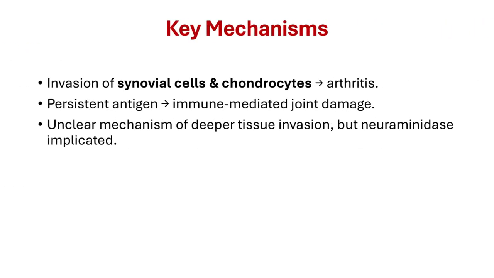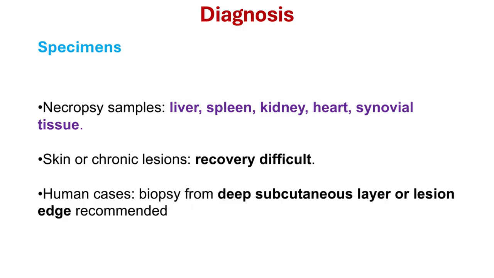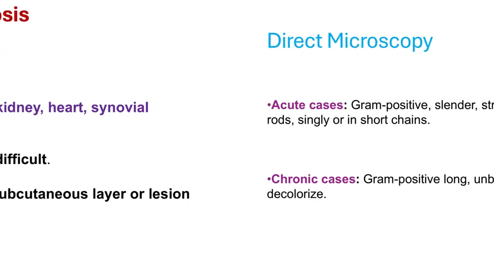Overall, the pathogenesis of Erysipelothrix revolves around vascular injury, immune-mediated tissue damage, and evasion of host defenses, driven by its diverse virulence mechanisms. For laboratory diagnosis, samples are collected from the liver, spleen, kidney, heart, and synovial tissues at necropsy. Recovery from skin lesions or chronic cases is difficult. In humans, a biopsy from the deeper layers at the lesion edge is recommended for best results.